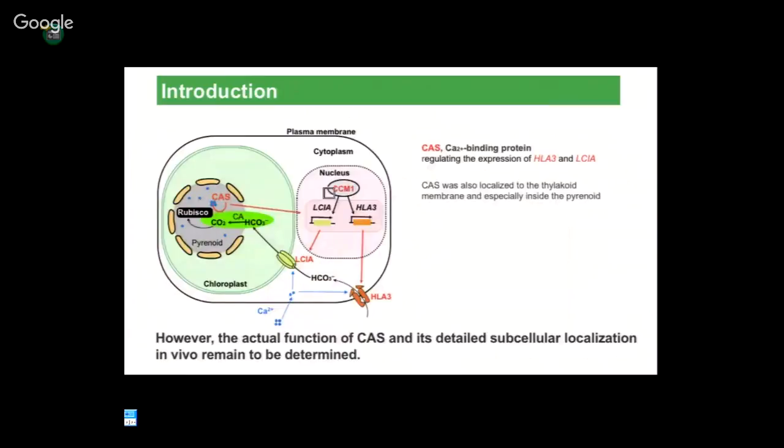However, the actual functions of CAS and its detailed subcellular localization in vivo remain to be determined. In this study, we reviewed distinct localization patterns of CAS in high CO2 and low CO2 conditions at high resolution. This result could help in understanding the function of CAS associated with the retrograde signals regulating stress-responsive genes.